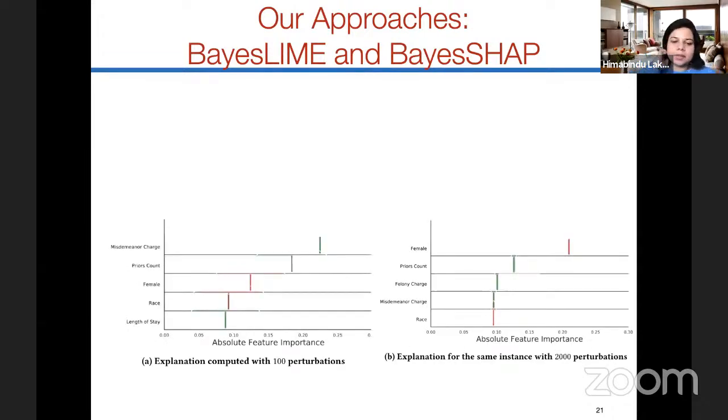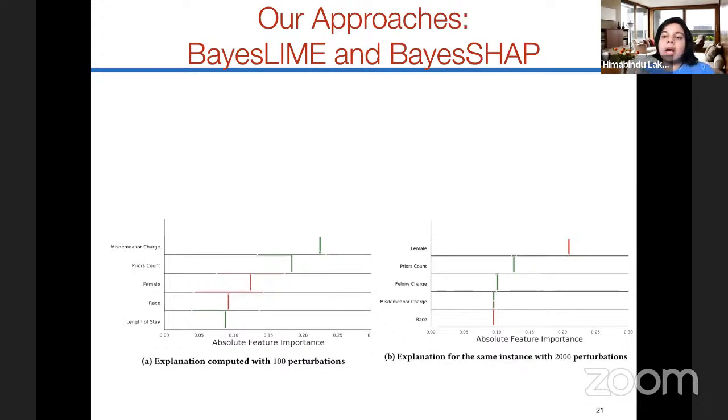Let's start again with the feature importances output by LIME. Both of these are outputs of LIME. This is the explanation computed with 100 perturbations. For example, here you see misdemeanor charges having a feature importance of 0.23. And this is the explanation computed with 2000 perturbations. Here, misdemeanor charge has come all the way down here with a feature importance of about 0.10. These are ordered in descending order of the magnitude of feature importance. So just changing the number of perturbations is giving drastically different explanations, which can be very confusing to the user.